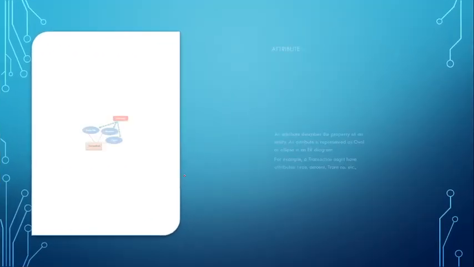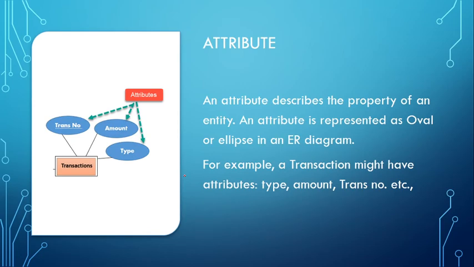Now let's move to attribute. An attribute describes the property of an entity. It describes the properties, as we have seen earlier: student ID, student name, and student address are the attributes. So they are the properties belonging to the student. An attribute is represented in an oval shape or ellipse.